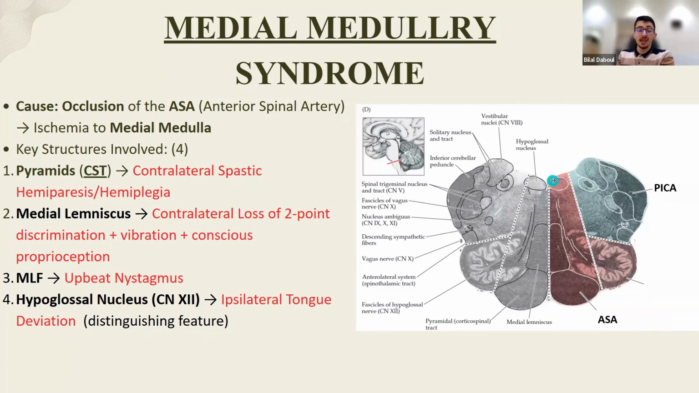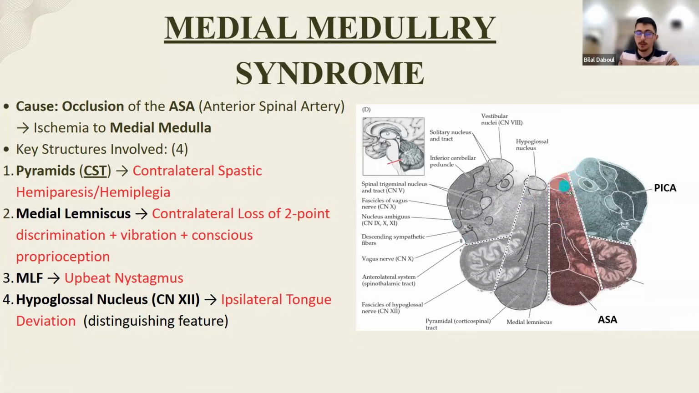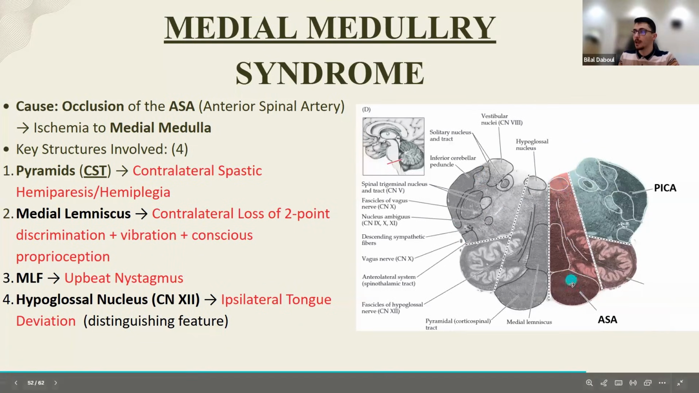And finally, the distinguishing feature, this is very important, the defining feature that you will use to distinguish medial medullary syndrome from other syndromes in questions is the hypoglossal nucleus. If the hypoglossal nucleus is involved, you would have ipsilateral deviation of the tongue, okay? So ipsilateral tongue deviation will always tell you it's medial medullary syndrome because it's very dorsal in position. It's very close to the 4th ventricle. So that's it for medial medullary syndrome, okay?